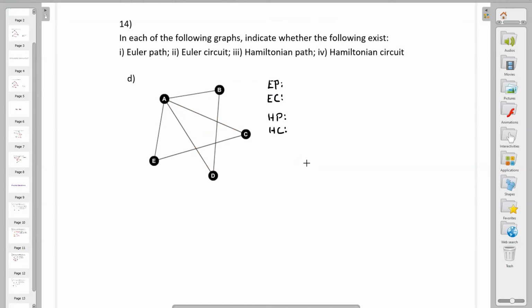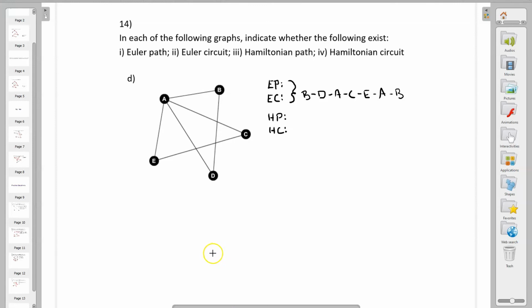Remember, with the Euler path, we have to try to cross every single edge without repeating an edge. So there we go, fairly quick to find. We can see that the Euler path we found is also the Euler circuit. We went from B, D, A, C, E, A, B. Let's move ahead now and look for the Hamiltonian path and the Hamiltonian circuit.